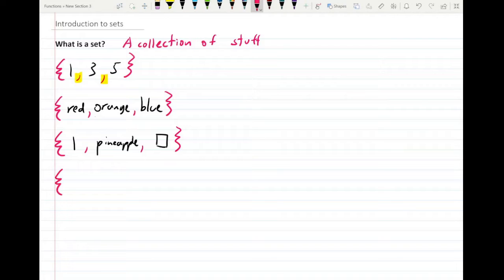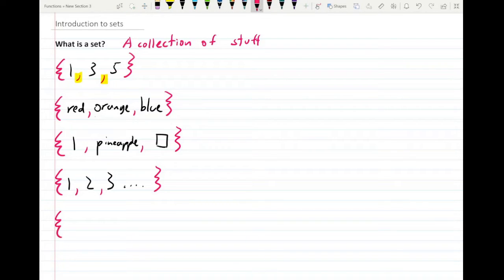There's no rules on how many things you can have in your set. You can even, for example, have an infinite number of things. You have 1, 2, 3, and so on, all the positive whole numbers. That's a set. The set even has a special name, as we'll see later.